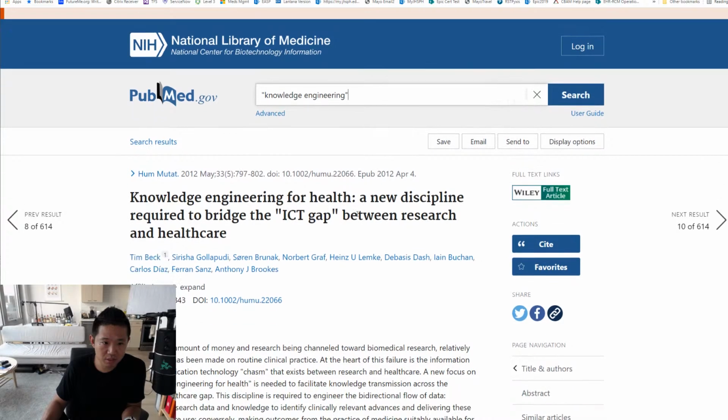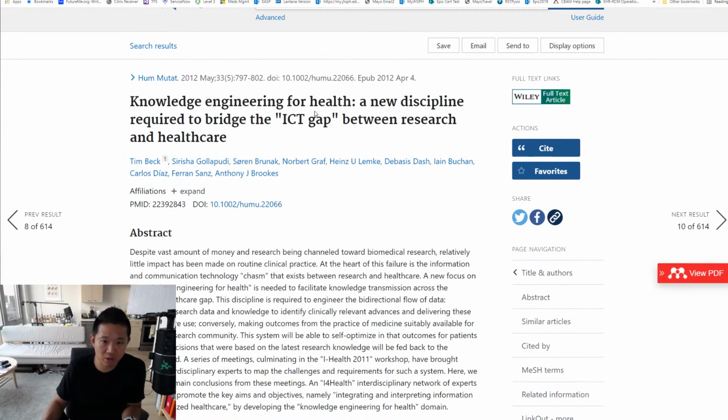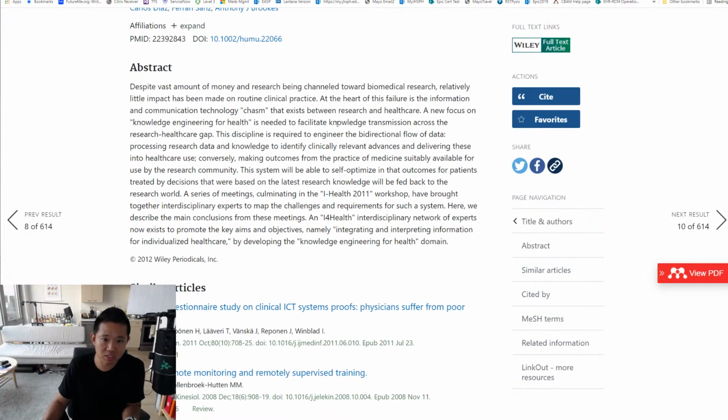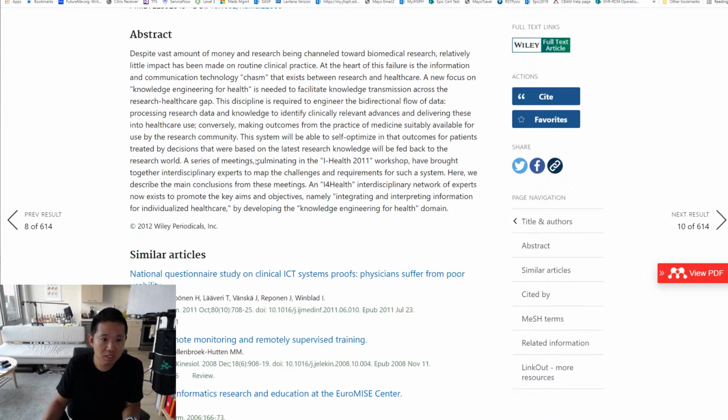This looks very promising. That's 2012 though. Knowledge engineering for health, a new discipline required to bridge the ICT gap between research and healthcare. Despite a vast amount of money and research being channeled toward biomedical research, relatively little impact has been made on routine clinical practice. At the heart of this failure is the information communication technology chasm that exists between research and healthcare. A new focus on knowledge engineering for health is needed to facilitate knowledge transmission across the research healthcare gap. This discipline is required to engineer the bi-directional flow of data, processing research data knowledge to identify clinically relevant advances and delivering these to healthcare use.